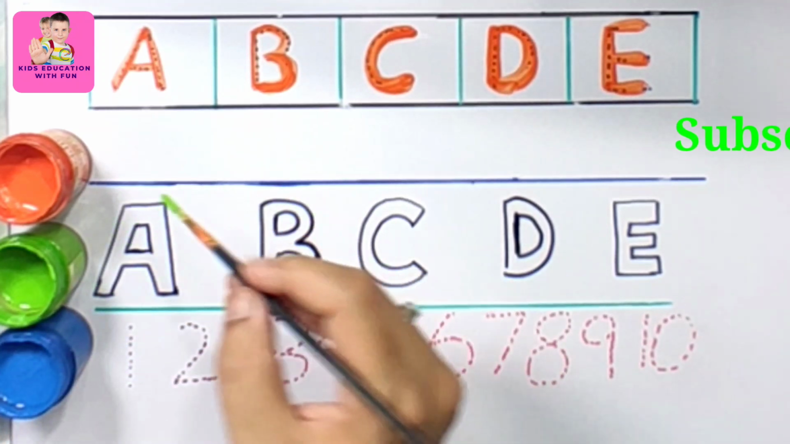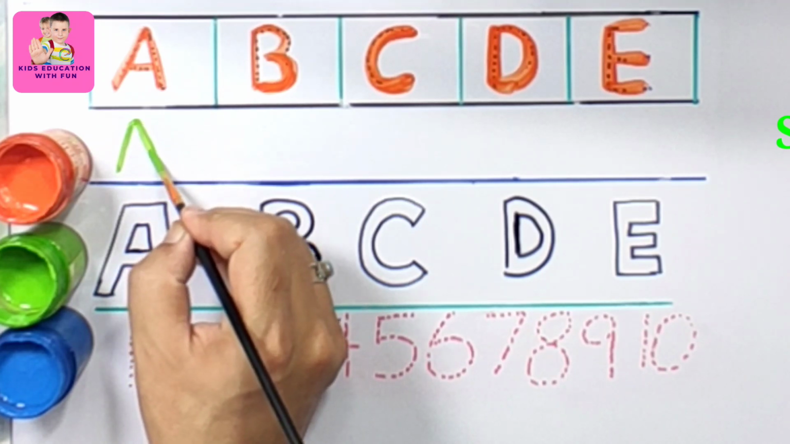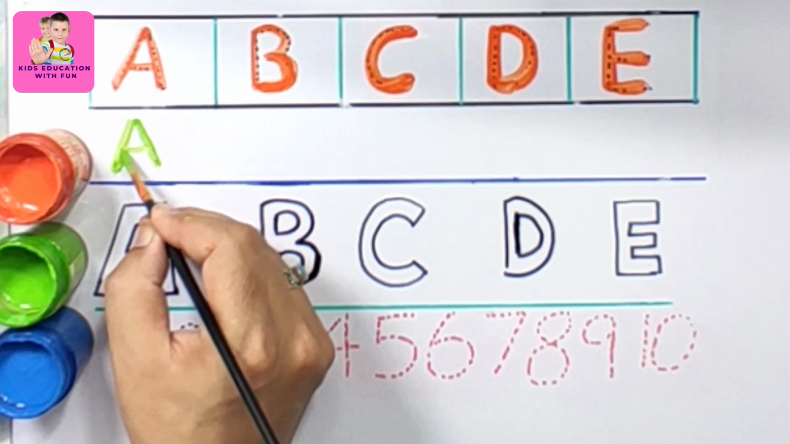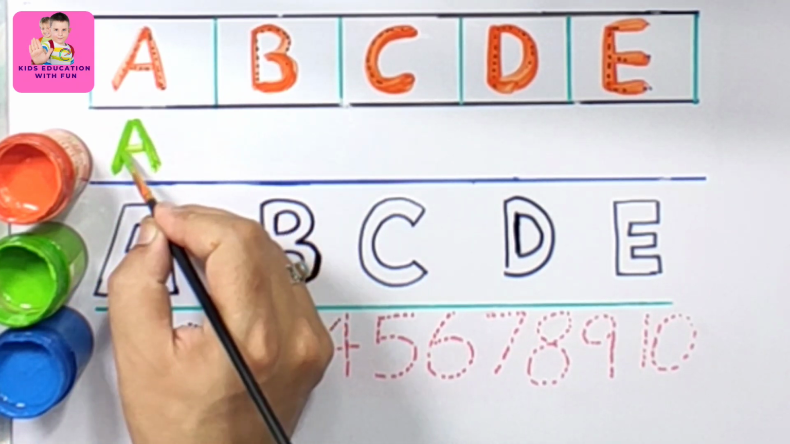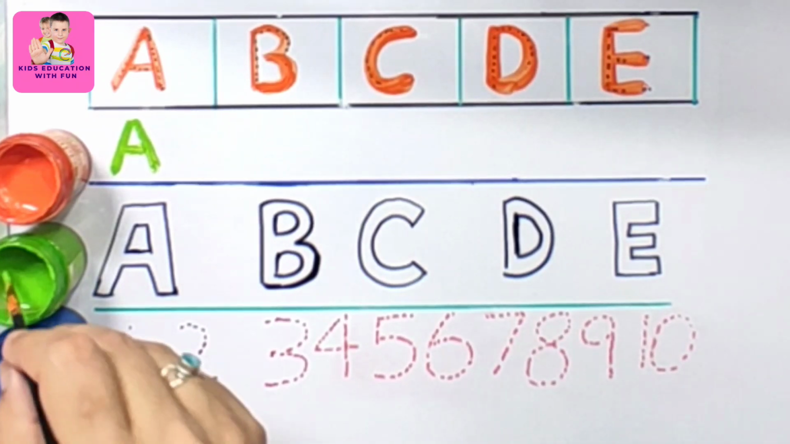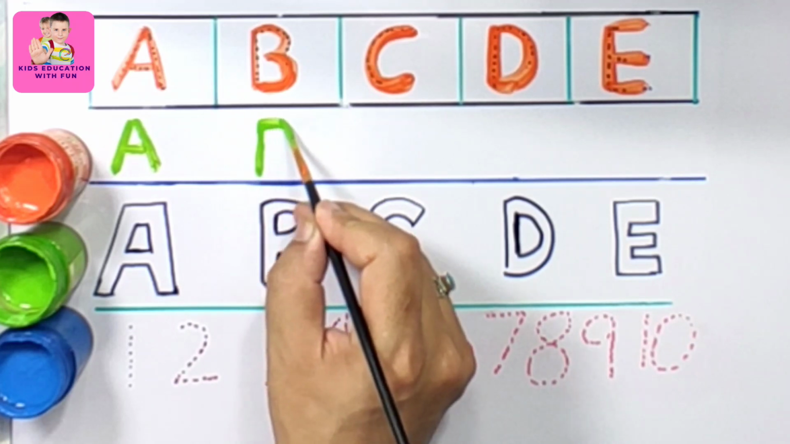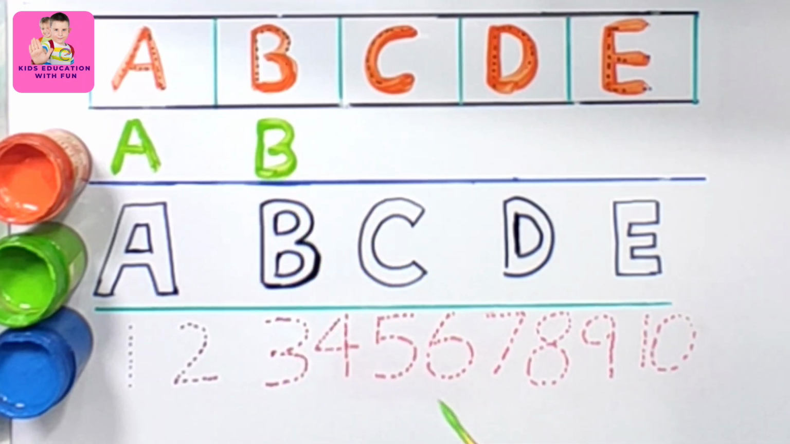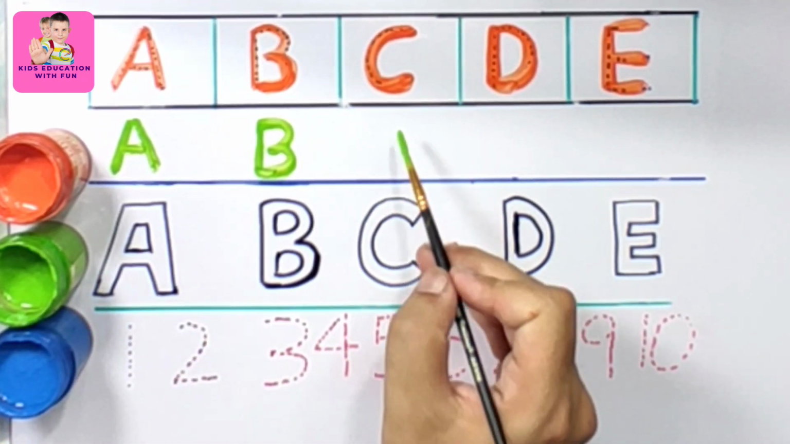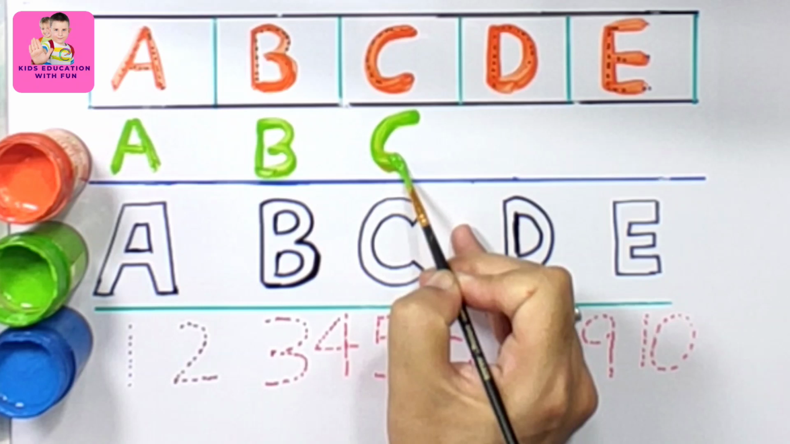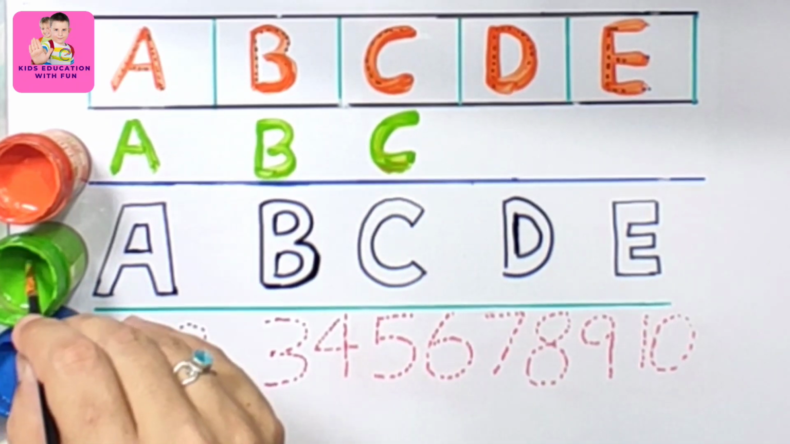light green, and we will again write down here A is for apple. This is light green color. B for ball, and B for banana. C for car.